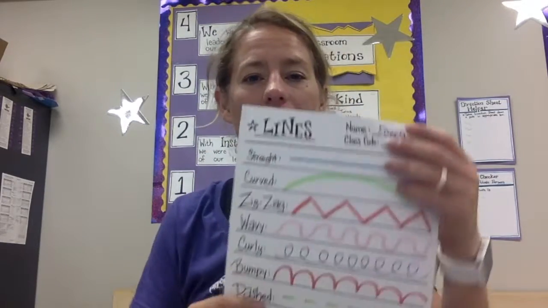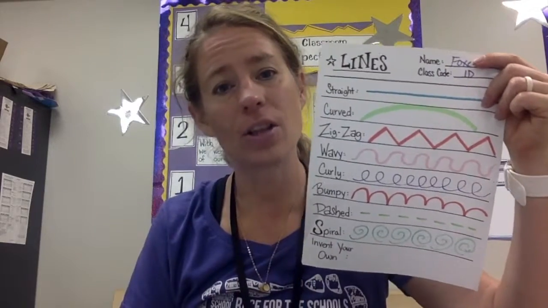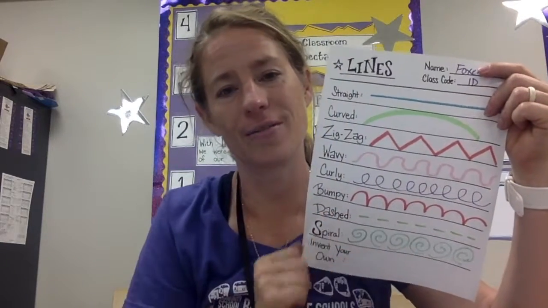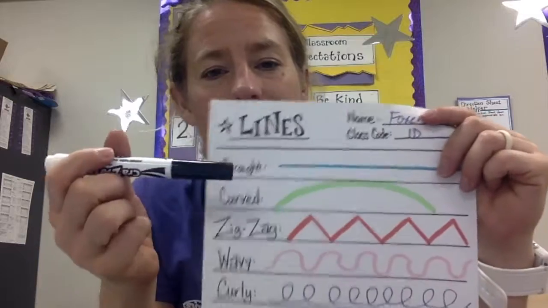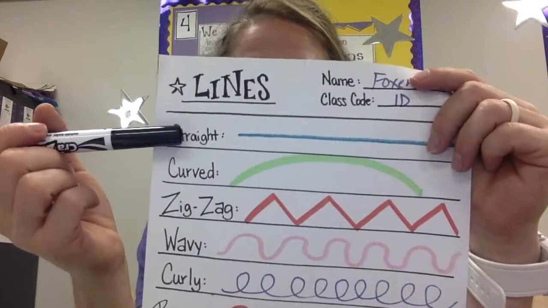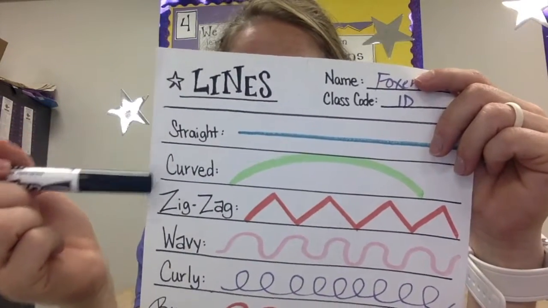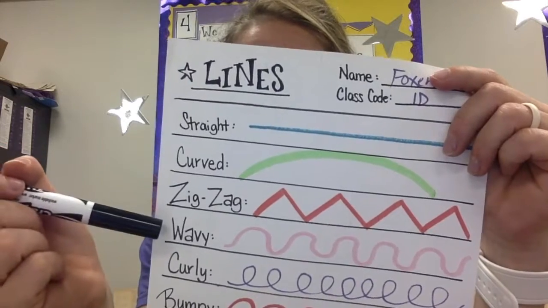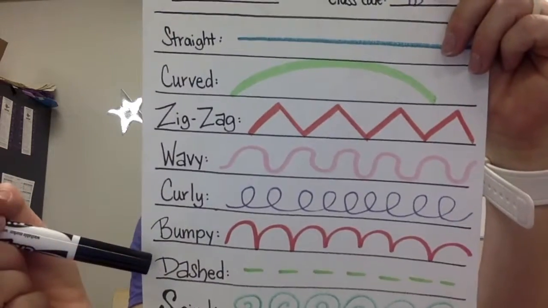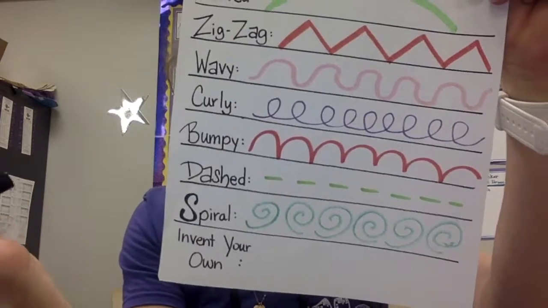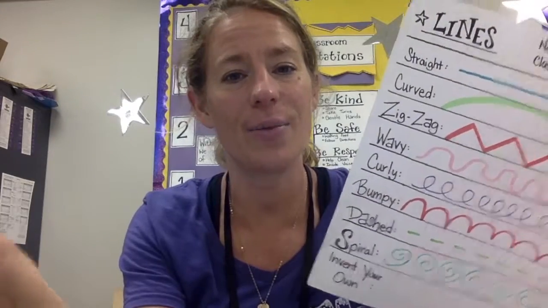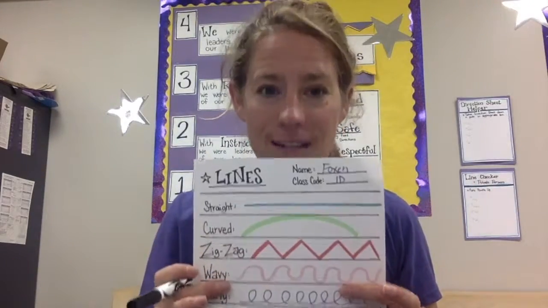So the basic point about this project is learning about lines. I want you to get a piece of paper that looks kind of like this, although yours isn't filled out all the way. It starts out with a really simple straight line, a curved line, a zigzag line, wavy, curly, bumpy, dashed, spiral, and then at the bottom you can invent any kind of line that you want. So go ahead and do this activity first so you have an idea of different kinds of lines that you could use, just like we read about in Lines That Wiggle.